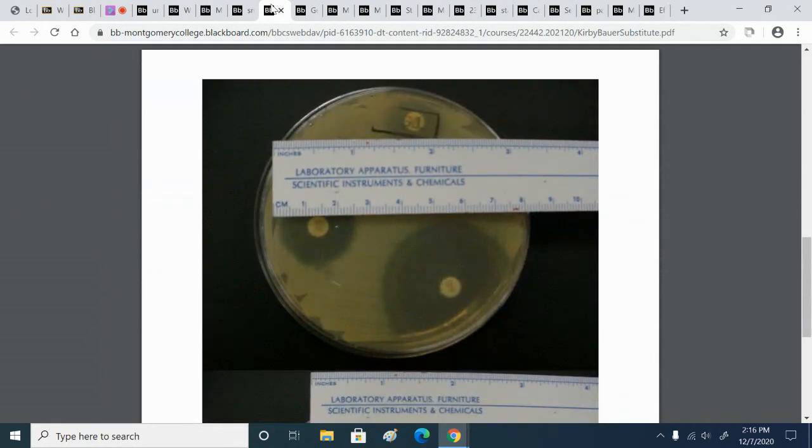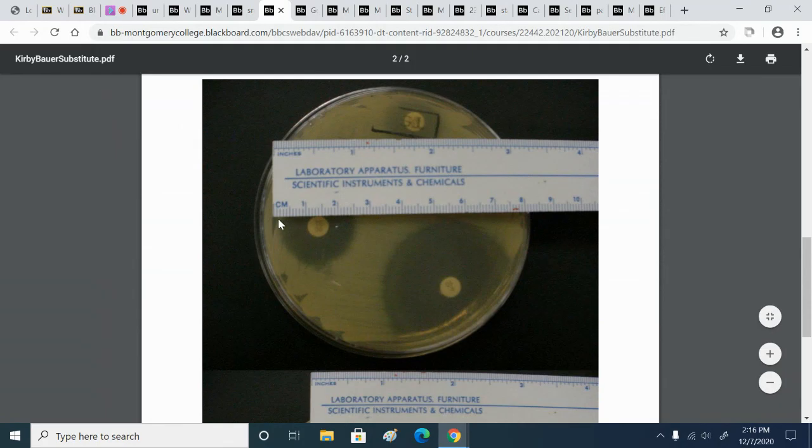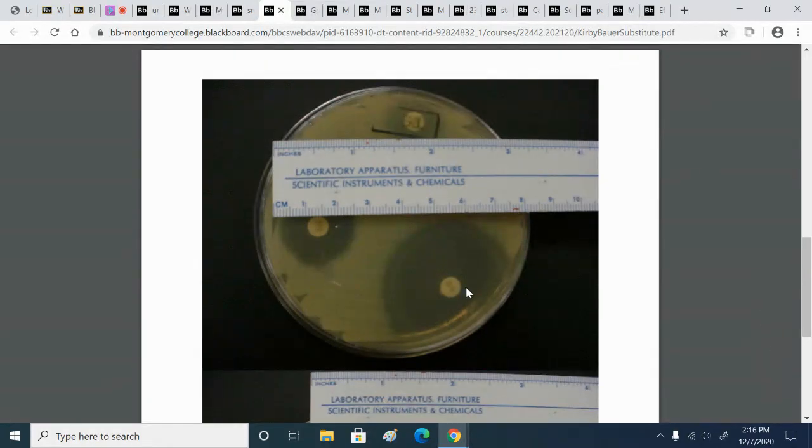So here's an example. We use a ruler to measure the bottom of the plates, and we go from edge to edge through the center of the disc in order to measure the diameter. If you don't have a good diameter, you can measure the radius right from the center of the disc to the outer edge and multiply by 2. But we use the metric system, so we want to measure in millimeters.